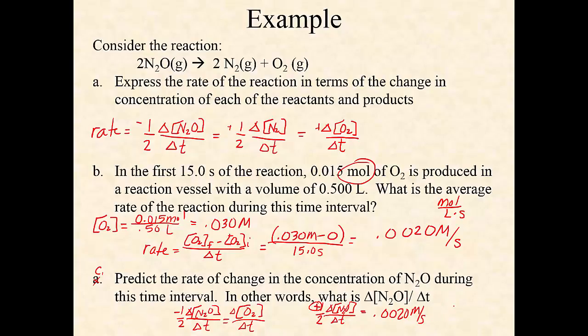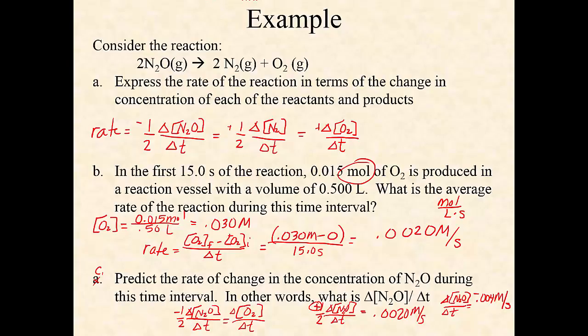So the change in concentration over change in time would then be 0.004 moles per liter per second, or molarity per second. It's easier to actually say moles per liter per second. And again, the negative is still there. It just means that it's decreasing by this rate. So every second, the concentration would be decreasing by 0.004 moles per liter.